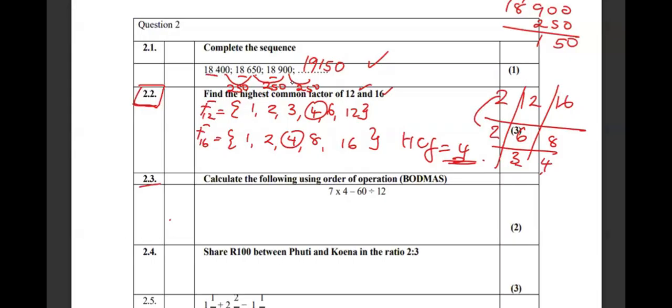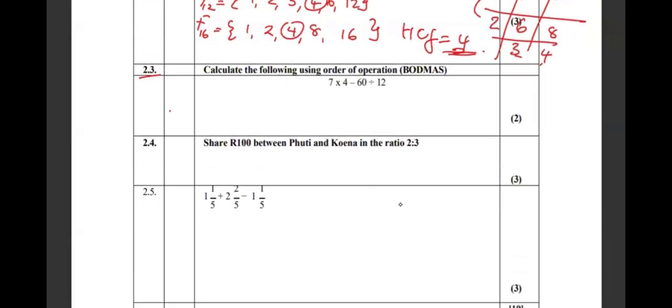So question 2.3. Calculate the following using order of operations. So still remember, it's BODMAS. Brackets, of, division, multiplication, addition. And so I'm going to multiply this. I'm going to divide that. So 7 times 4 is 28 minus 60 divided by 12 is 5. So 28 minus 5 is going to give me 23.